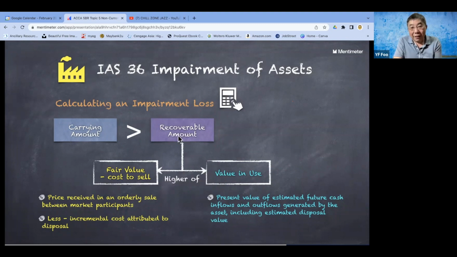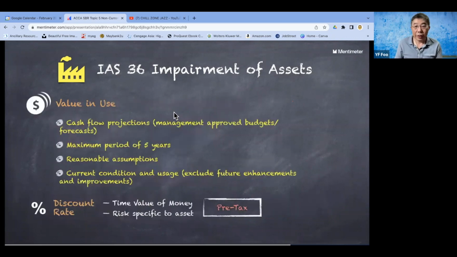So therefore, the recoverable amount would be the higher of the fair value less cost to sell or its value in use. So you will take the higher of the two. If this amount is less than your carrying amount, then you have an impairment. If this amount is more than the carrying amount, then you don't do anything. Everything is fine. There is no overstatement of the asset. We are happy with it. So there's no impairment loss. But if the carrying amount exceeds the recoverable amount, then you will have an impairment loss, and you will have to recognize it accordingly.